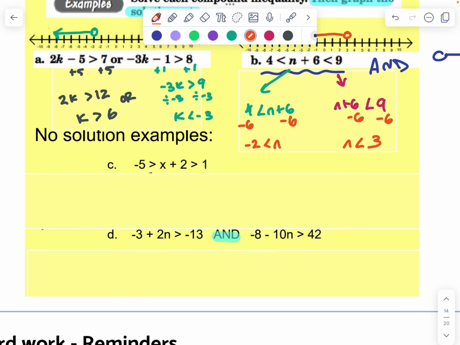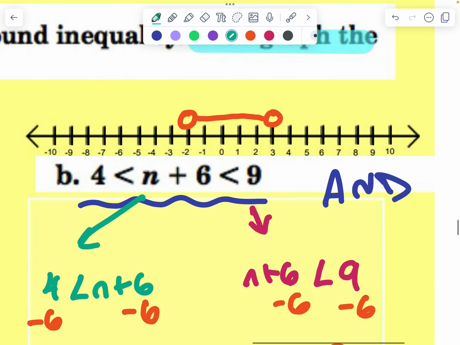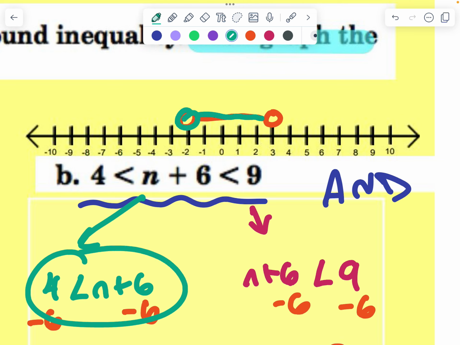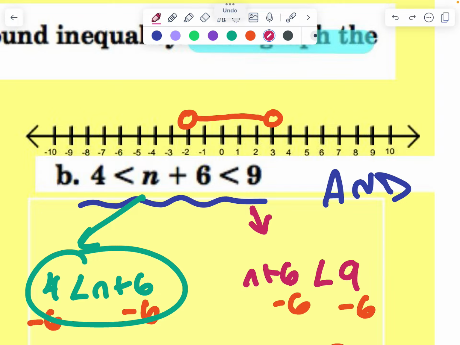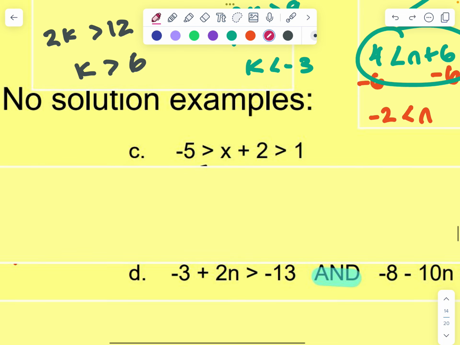A little bit interesting here with some no solution examples. We are interested in overlaps. We are interested where both of them are true. So this guy came out here, and this guy came out here, which is why we graphed that orange solution where they overlap. This is a no solution because it would never overlap. It's written like an and, but notice the inequalities are backwards. So I have, hey, x plus 2 is greater than 1.